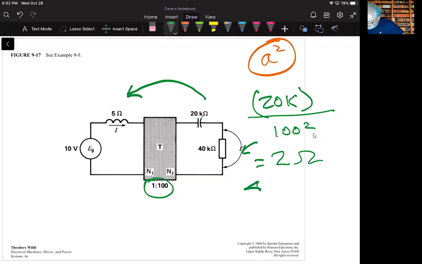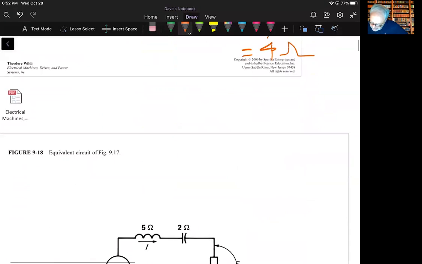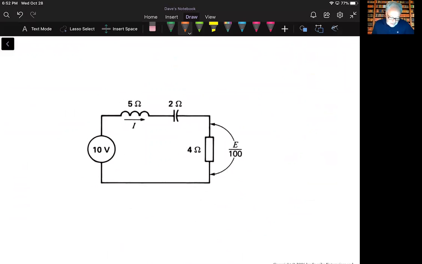And so 40,000 divided by A squared, or 40,000 divided by 10,000, is going to give me 4. Now, watch this. I'm going to redo my equivalent circuit, and it is simply going to look like this. Now, that is absolutely something that I should be able to work with, something I can solve.